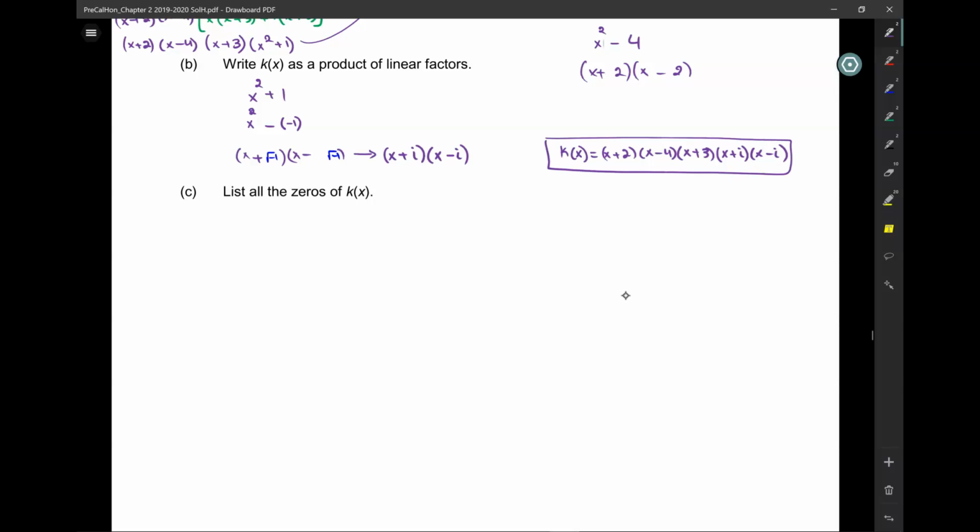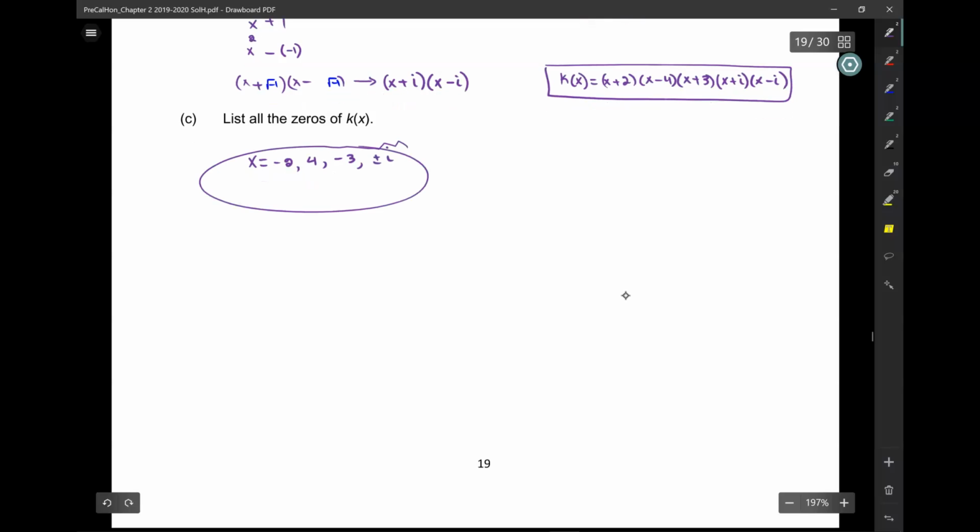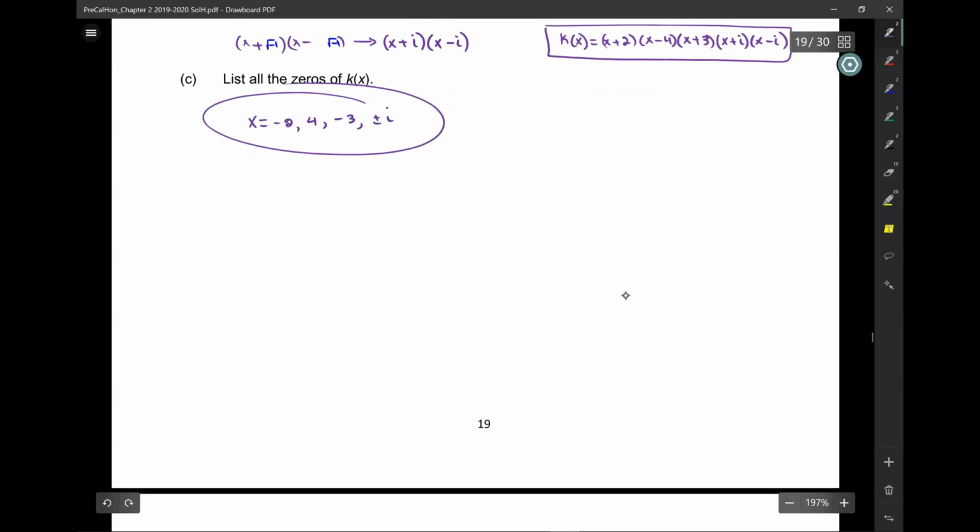Okay? Question? Yeah. So let's just say you get this problem on a test. We're not so lucky as you. I'll talk about that. So now list all the zeros. It's going to be, so x is negative 2, 4, negative 3, plus or minus i.